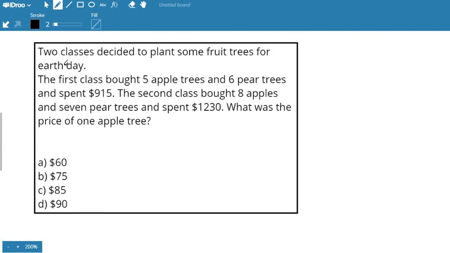Okay, so first of all you must know that the first statement contains no quantity. These two classes decided, it has no mathematical fact, no quantity, so we have nothing to do with this statement. In the other statement you have 5 apple trees, 6 pear trees and $915. It means you have three quantities. And similarly in the second statement, that will be the third statement, you have again three quantities. And in the fourth statement you have one unknown quantity.